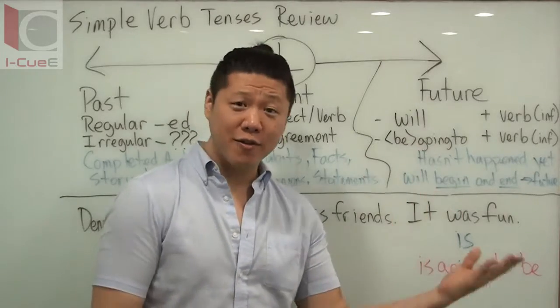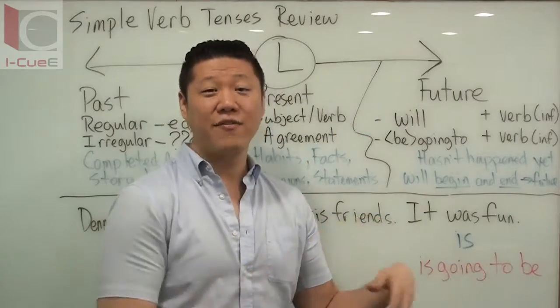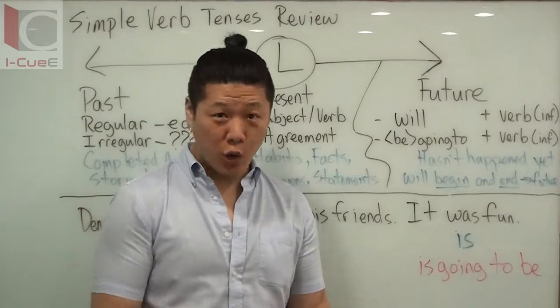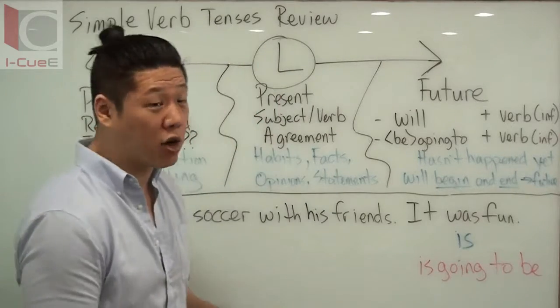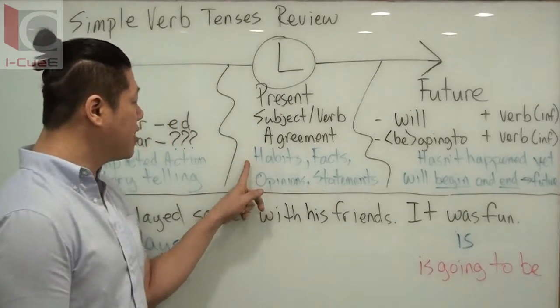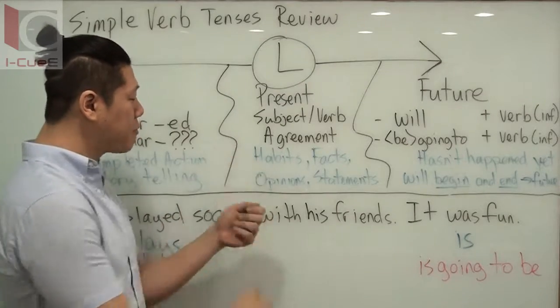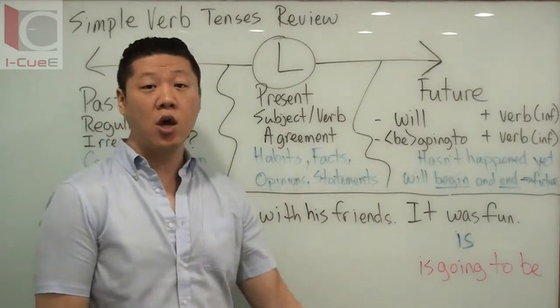So if you have a singular verb, think of an S. If you have a plural verb, no S. Just remember that for our subject-verb agreement. When we talk about the simple present, when do we use it? For habits, facts, opinions, or statements.